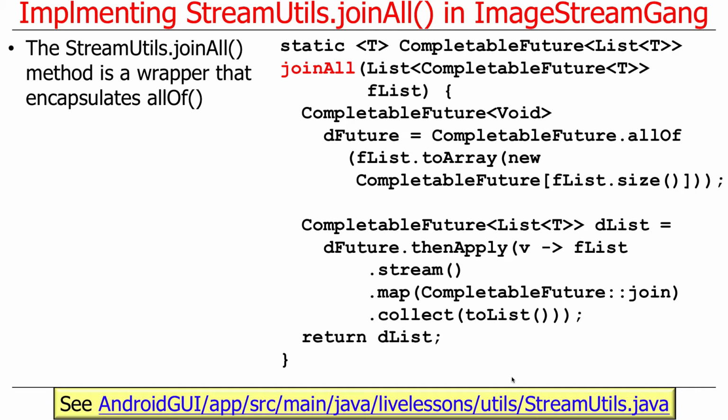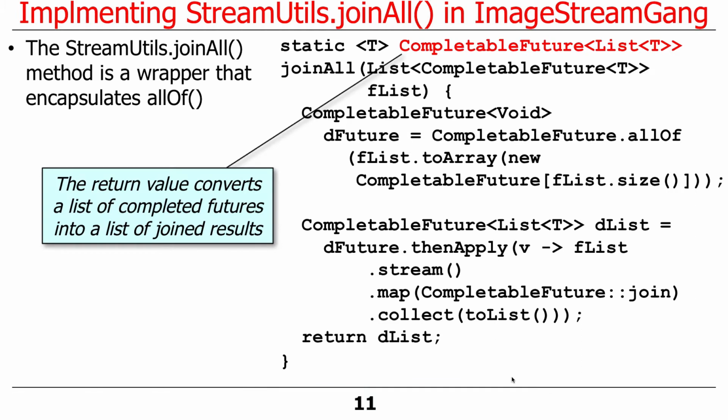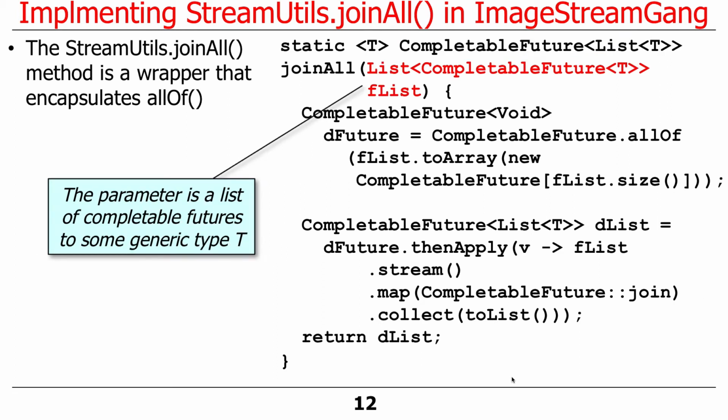So as we'll see, joinAll, this little method here, is a wrapper that encapsulates the somewhat quirky allOf functionality. So joinAll returns a single completable future to a list of T, whatever T happens to be. And you can see that we're going to pass in a list of completable futures to T, which I call flist for future list, as a parameter to joinAll. So you can see that joinAll is really converting a list of completable futures to a completable future to a list, which is kind of cool, because that's actually much more useful when all is said and done, because we have a single point to wait for all this stuff.